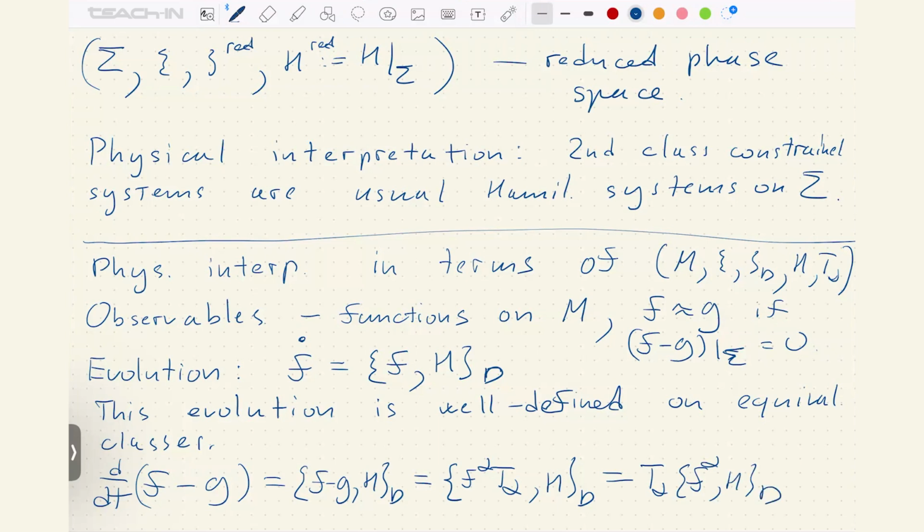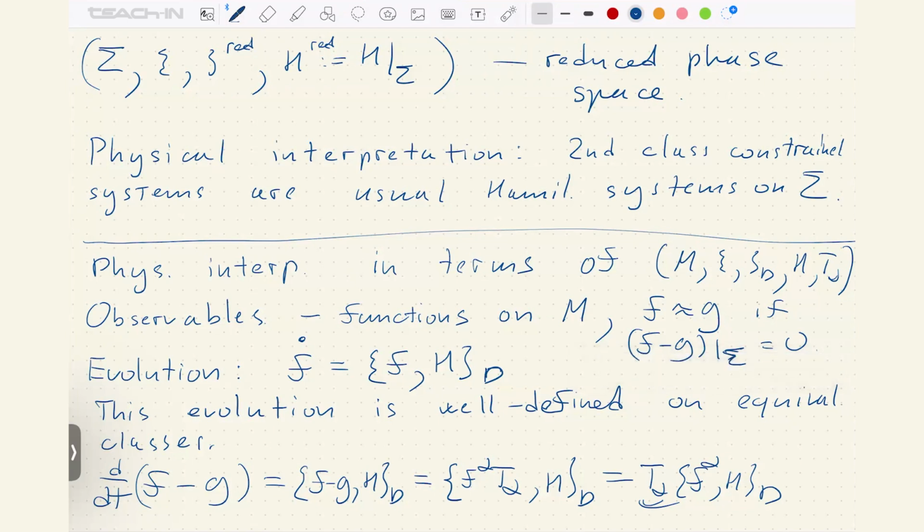So you see, the time derivative of the difference is proportional to T, which means that our trivial observable, which is F minus G because it vanishes on sigma, its evolution is again proportional to T alpha. So evolution is well defined for equivalence classes. Of course, this is just a reformulation of the physical interpretation in terms of sigma, where we think of sigma as a quotient of our manifold, of functions on sigma, observables on sigma, we realize them as a quotient space of functions on all phase space modulo the ideal generated by the constraints.